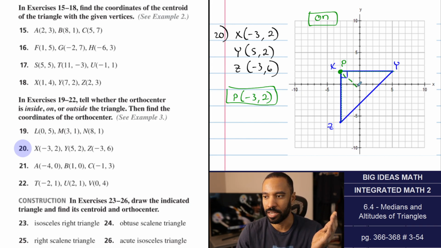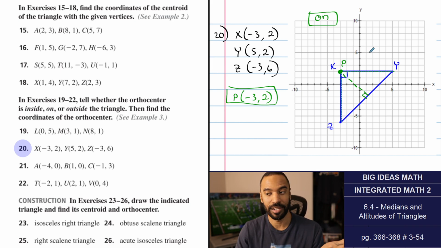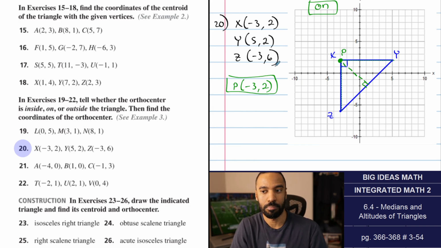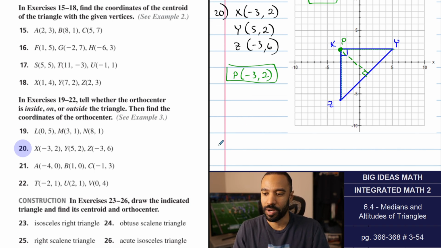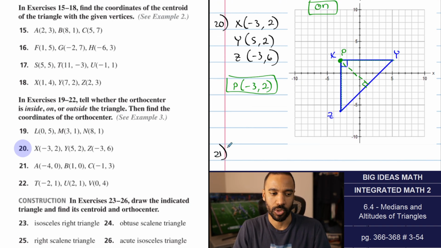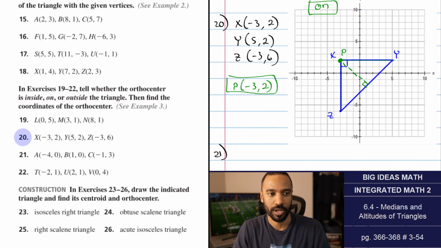I mean, if I draw it, great. It's just another way of showing that this altitude intersects there. It is the third one, but that's where it began as well. So that's it. All right, number 21. So there's your right triangle. I don't imagine we're going to get 2 right triangles, but we'll see.